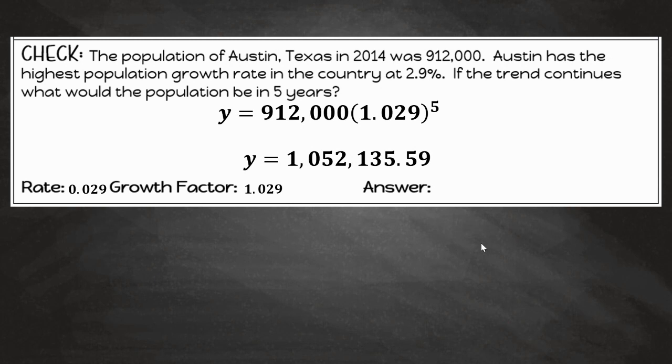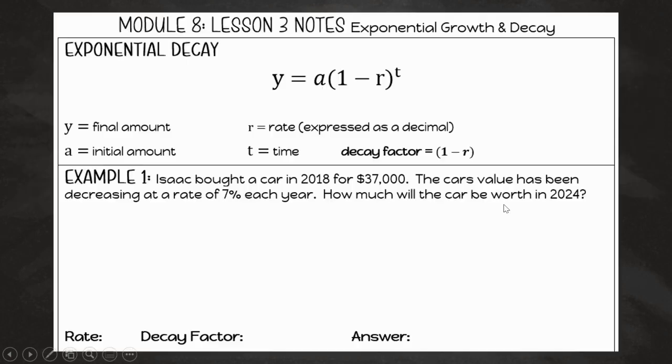Well, if we type that all into a calculator, we're going to get 1,052,135.59. Oh, wait, we're not talking about money. We're talking about population. So we're going to round that to 1,052,136 people. Okay. Look at what you're talking about. This is talking about population. It was not talking about money. So we're going to round to the nearest whole number.